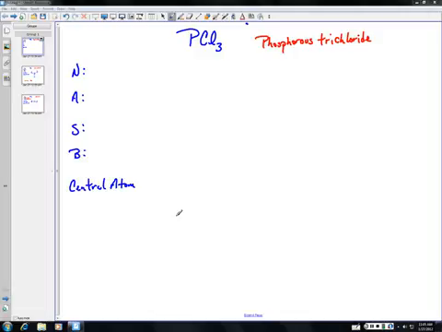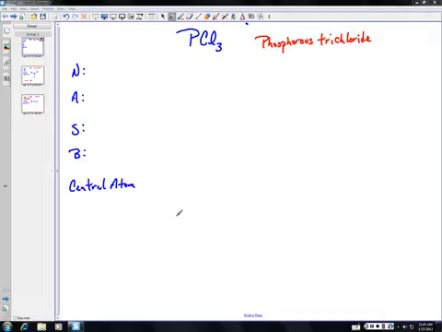So we're going to work through that on the one you see here, PCl3, phosphorus trichloride. And then we're going to try to do 2 practices maybe, just to see if you're getting this down well. All right, so let's look at this and do our NASB.